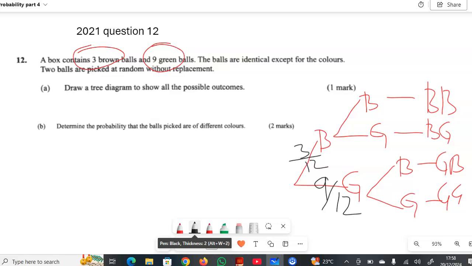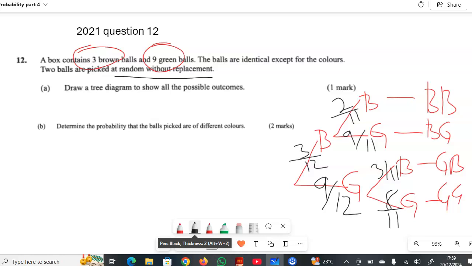Now, because we are not replacing, we are not returning them back to the box, for our second pick, if we already picked brown, we are going to be remaining with 2 out of a total of 11 because we have removed 1. Now there are 11 balls in the box. If we have not picked green, the green are 9 out of 11. If we had already picked 1 green, the remaining are 8 out of 11. Then brown, there were 3 and we have not picked one, so 3 out of 11.